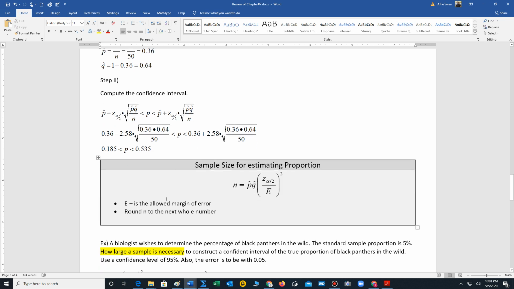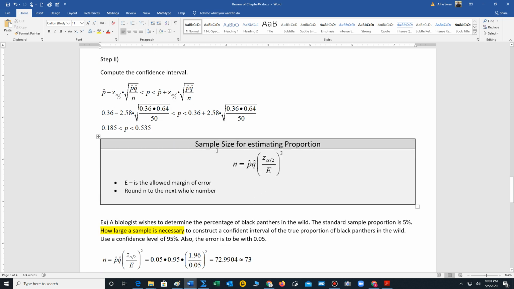Now the last part of 7.3 is we have to compute the minimum sample size when we're estimating a proportion. And so our formula is p-hat times q-hat times z sub alpha over 2 divided by E, quantity squared. E is your allowed margin of error. We always round n to the next whole number.